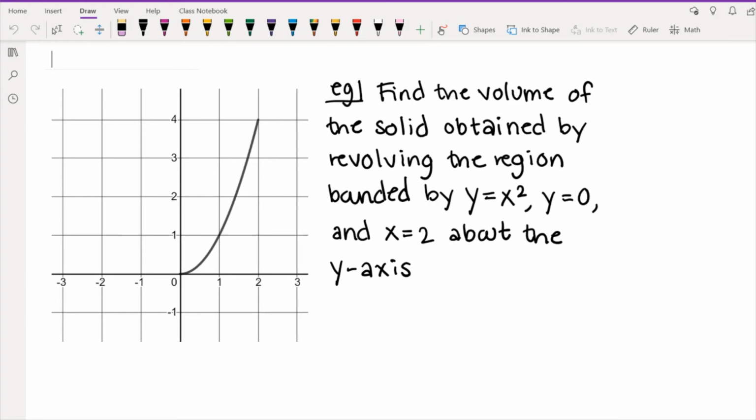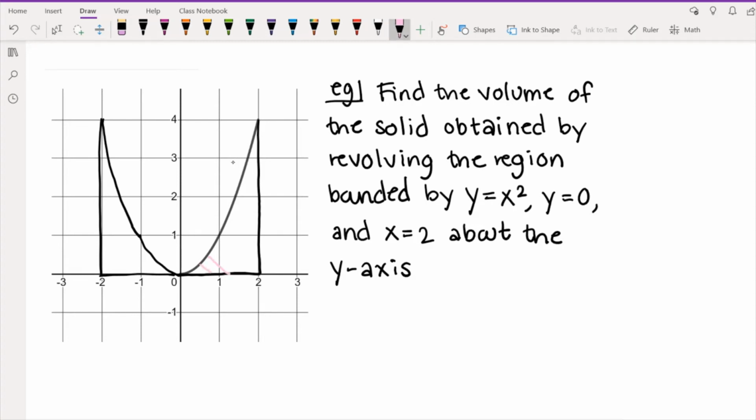Okay, so we're going to next do an example that I think we did already in a previous video with washers, but I want to show how we can also do this with shells. So in this problem, we have the region bounded by y is equal to x squared, y is equal to 0, and x is equal to 2. So that's like that, and we're revolving it around the y-axis, so that's going to give us this shape. So it's going to look like this from the side.